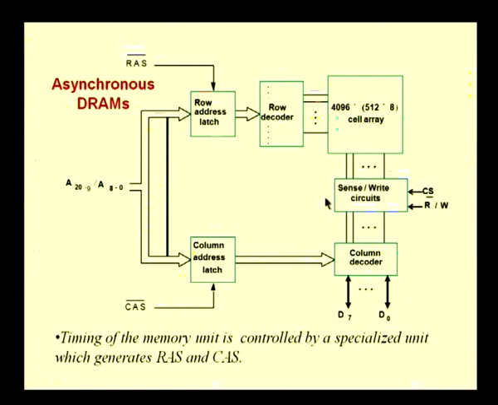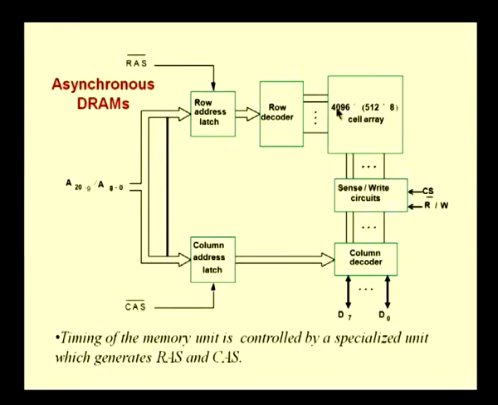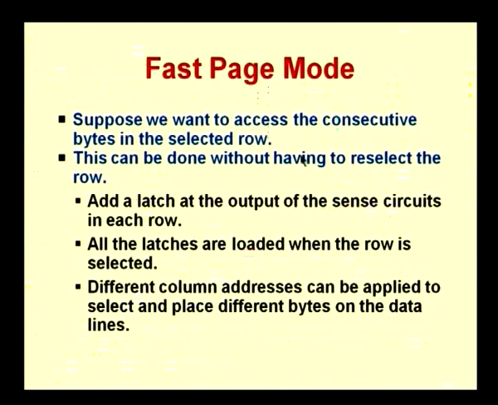Now, suppose I want to access the successive columns in this row. I do not have to apply the row address again, because I have already selected the row. Can I just change the column address alone and then access all the data that is there in that particular row? If you are able to do this, it is called a fast page mode. This can be done without having to reselect the row.